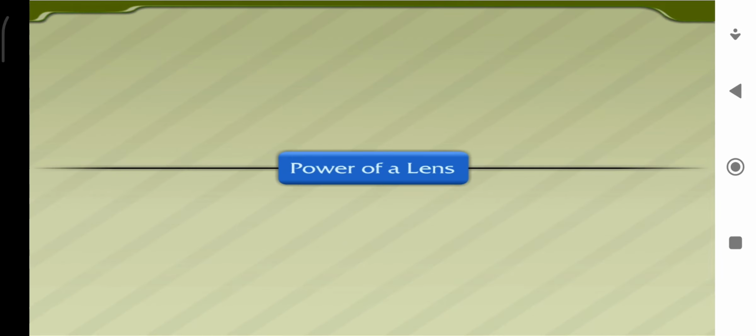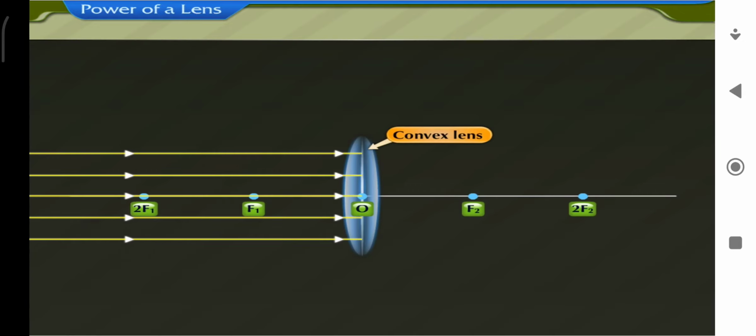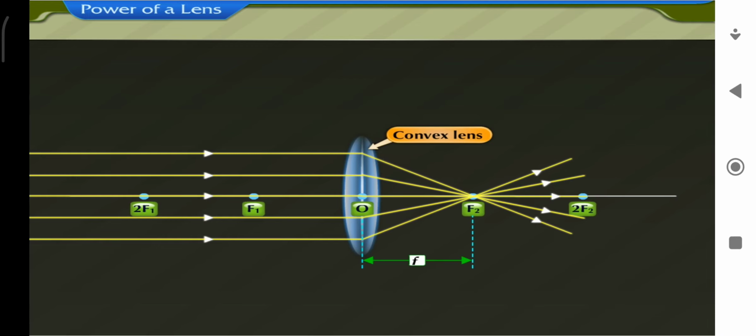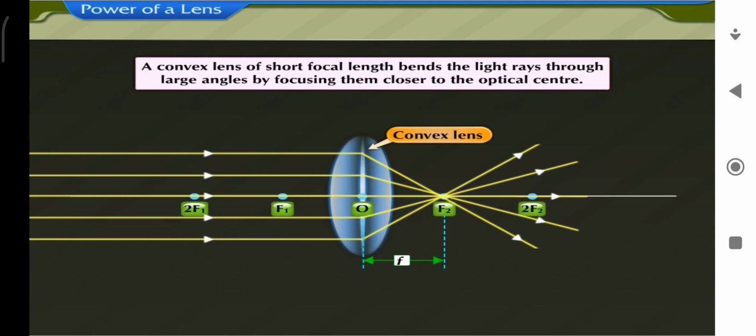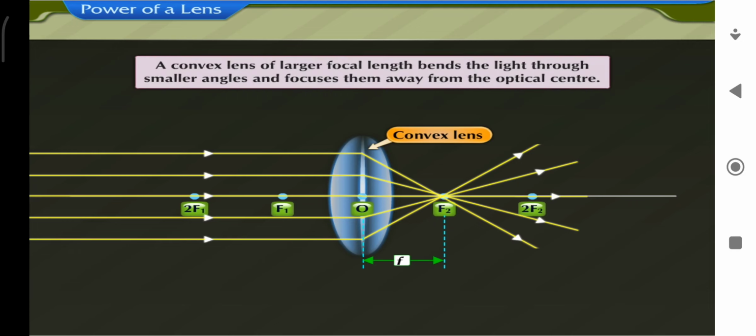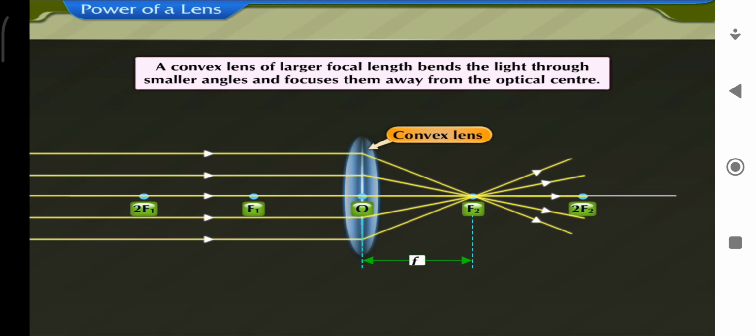Power of a lens. We have seen that convex lens is a converging lens while a concave lens is a diverging lens. A convex lens of short focal length bends the light rays through large angles by focusing them closer to the optical center. A convex lens of larger focal length bends the light through smaller angles and focuses them away from the optical center.